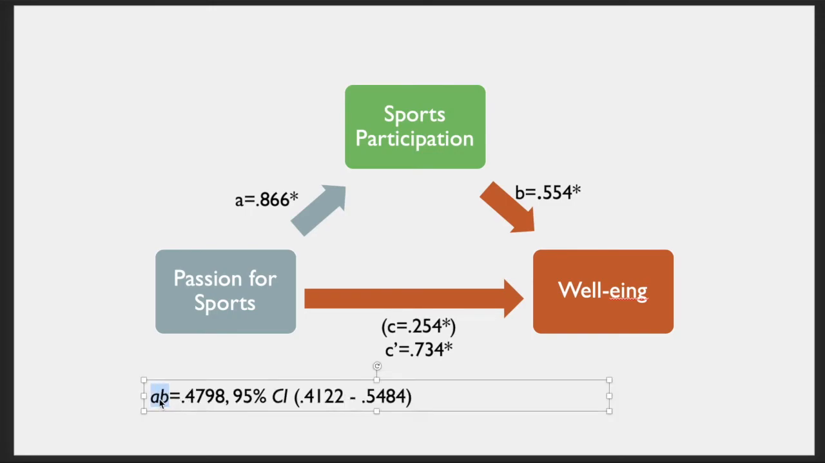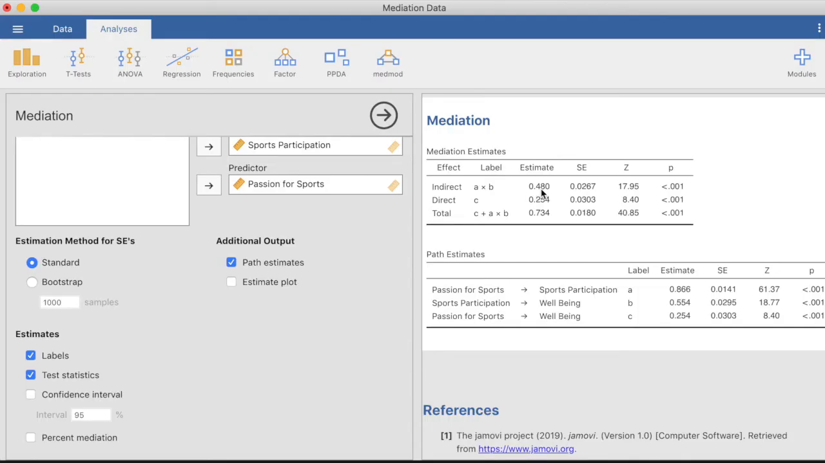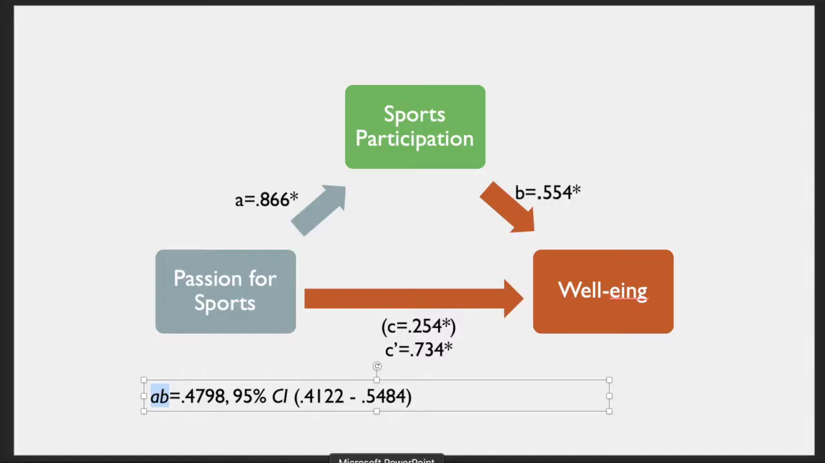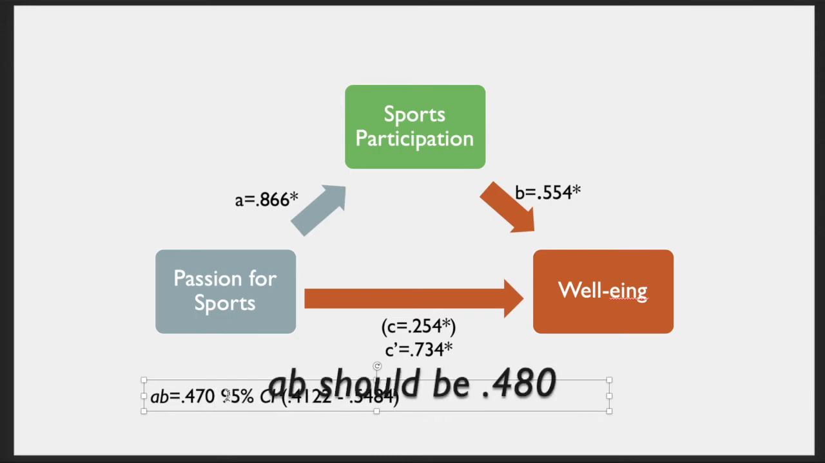And this is the product of 0.866 and 0.554. So this is our indirect effect. That is our AB. Let's double check, 0.480. Yeah, so let's round it off. 0.480.